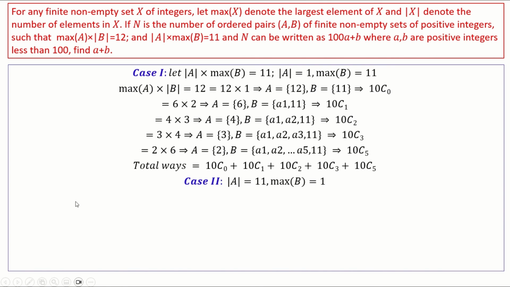Now let's see case 2. Case 2 is absolute A equal to 11. Here I took absolute A as 1, so I'm changing it: instead of 11 into 1, I'm writing 1 into 11. So absolute A is 11 and the max of B equal to 1. In this case, A has 11 elements, correct? And from the second condition, max A into absolute B equal to 12, it is very easy to guess that the max of A is 12. So the other 10 numbers can be chosen in 11C10 ways, and B is only 1.